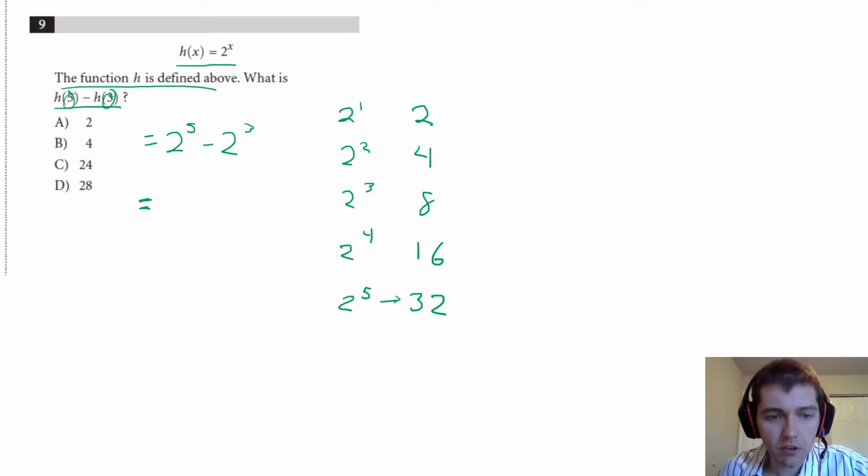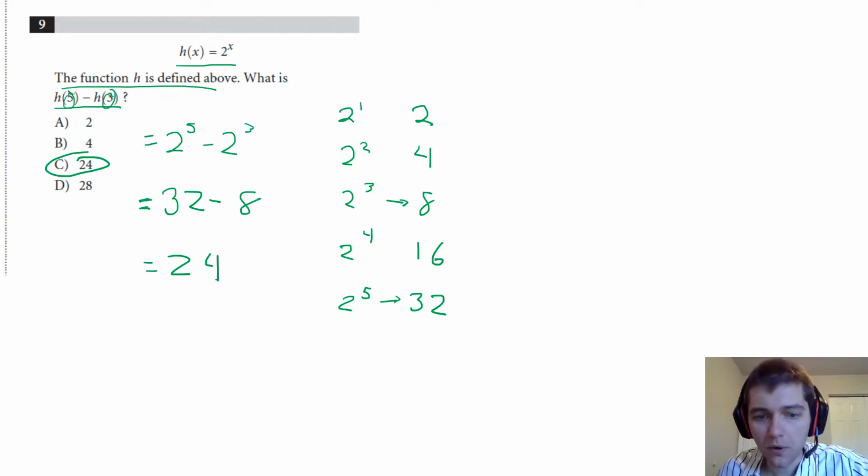2 to the power of 5 is 32. 32 minus 2 to the power of 3, which is 8. So 32 minus 8 will give you 24. So your answer is C, 24. And if you didn't have these memorized, I know I've made a big deal about memorizing it, don't worry about it. You can always just do 2 times 2 times 2 and do that 2 more times to get 2 to the power of 5. No big deal. Just costs you a little bit more time.